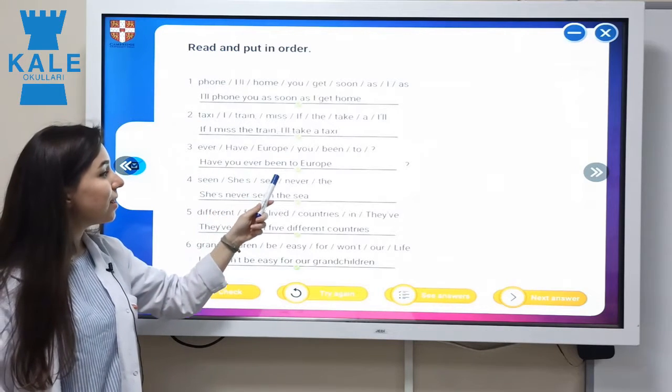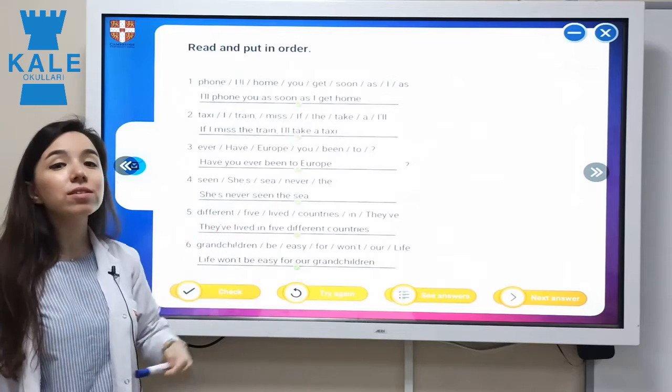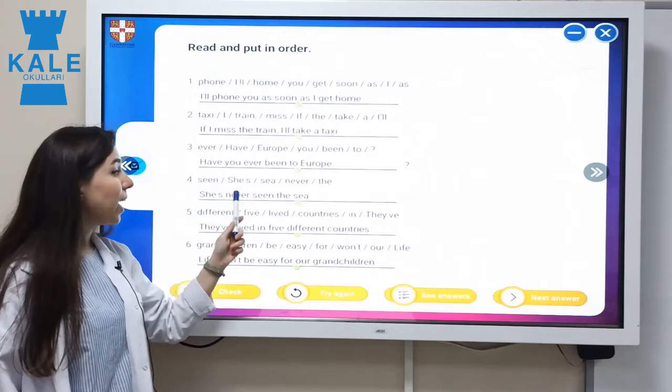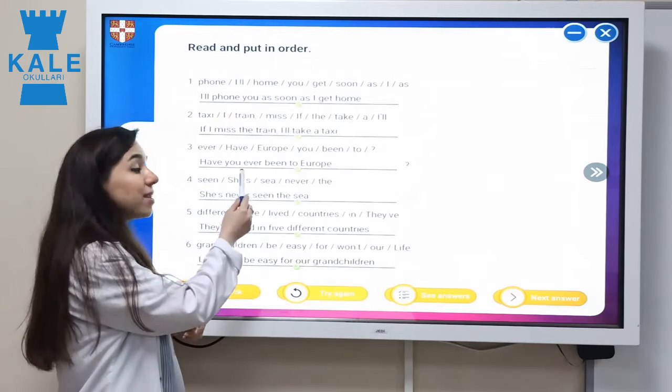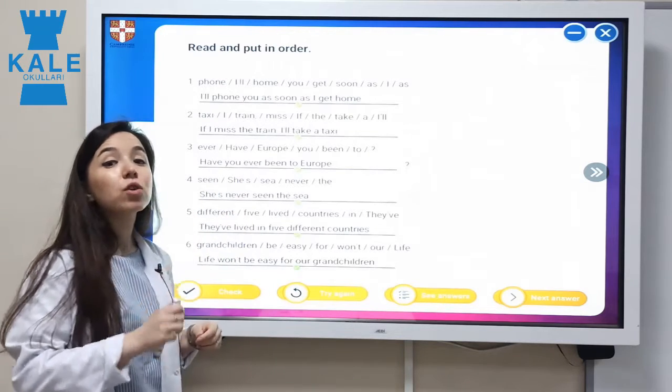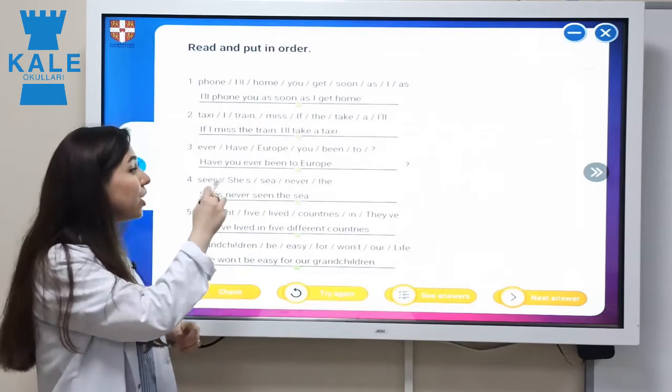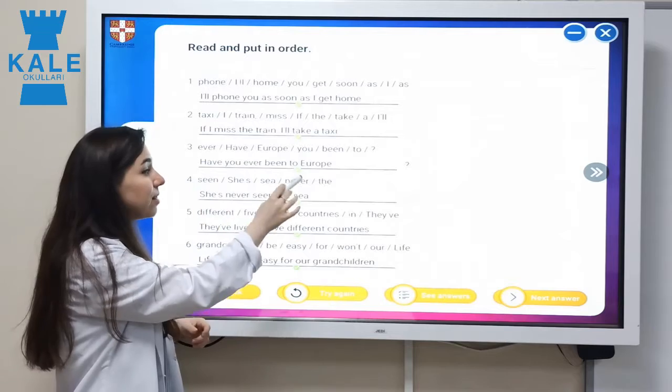Seen, she has, seen, never, the. She has never seen the sea. Here again we don't have any question mark. Yes, she has never seen the sea. Well, this is not is. Please pay attention because our sentence is present perfect simple. This is not is, this is has. She has never seen the sea.